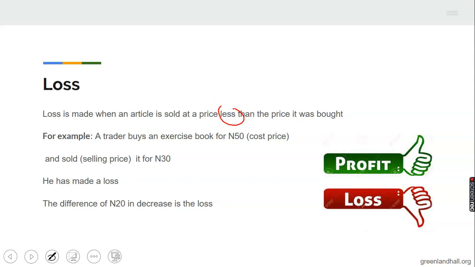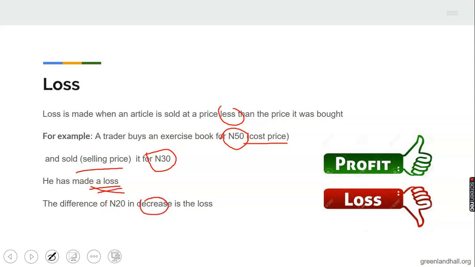Let's take for example, a trader bought an exercise book for 50 naira, that is the cost price, and sold it for 30 naira, that is the selling price. He has made a loss. He has made a what? A loss. Now, the difference of 20 naira in decrease is the loss.